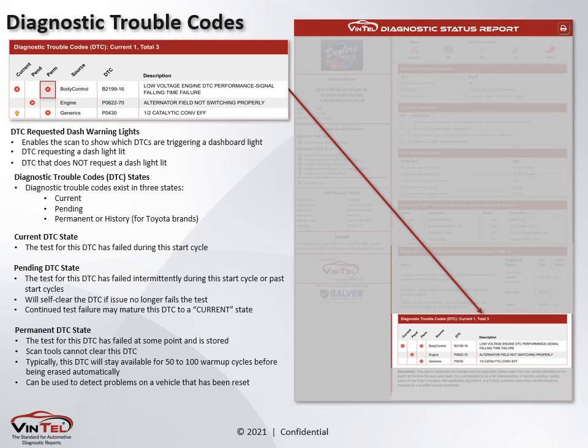The final state for DTCs is a permanent or history state. The permanent state of a DTC is set when the DTC has been detected. They do not clear until a certain amount of drive cycles or warm-up cycles have been completed. Typically, that is at a minimum 50 cycles up to 100 cycles. They cannot be cleared by a scan tool. So therefore, if you suspect the vehicle's been reset or you want to see what has been repaired, look to the permanent codes. It will give you an idea of what has happened in the past 50 to 100 drive cycles.